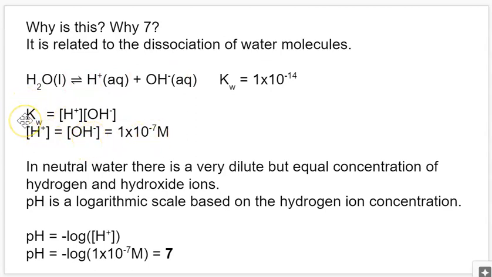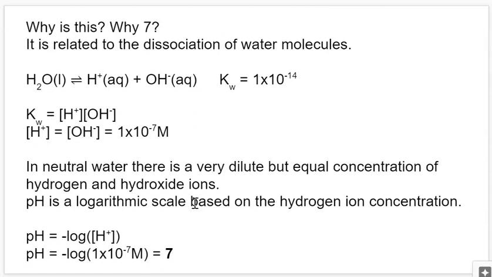If this is equal to 1 times 10 to the negative 14, we can call this like x squared basically and solve for x, which is going to be 1 times 10 to the negative 7 molar for the hydrogen and hydroxide ion concentrations. So in neutral water, there is a very dilute but equal concentration of both hydrogen and hydroxide ions.